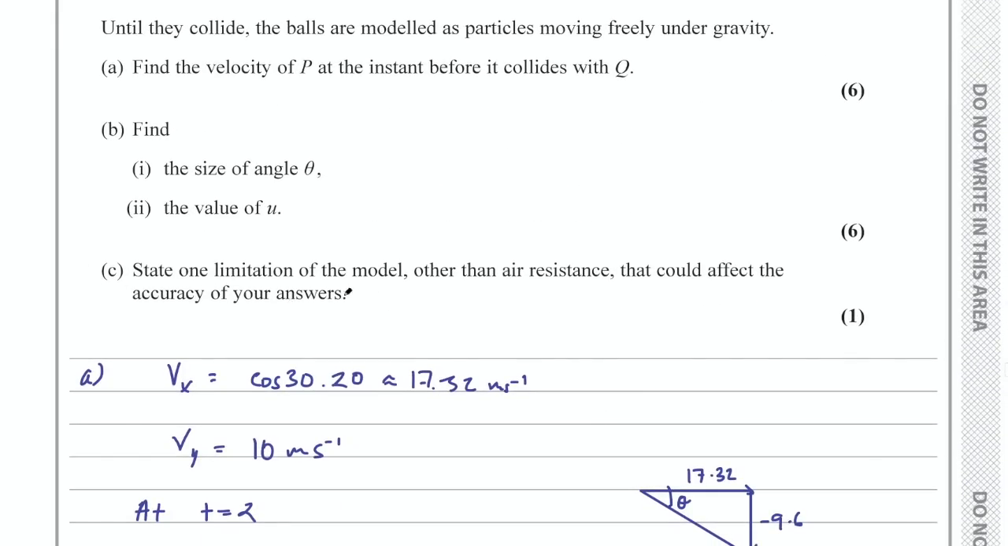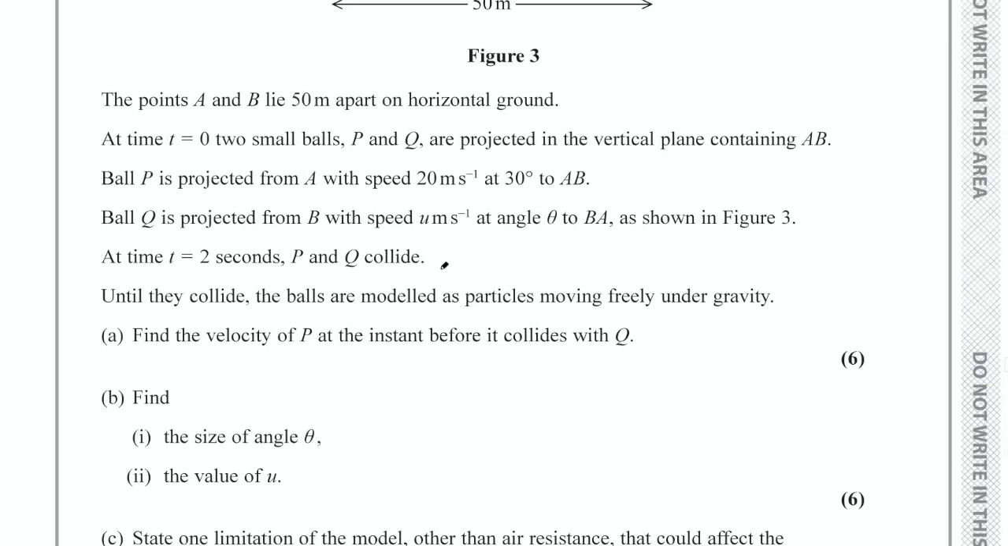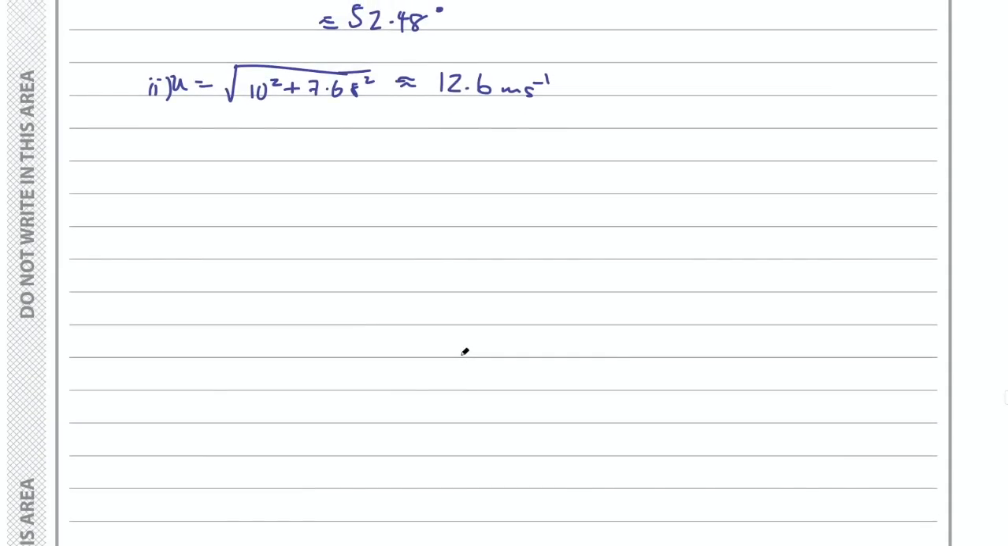Part C says state one limitation of the model other than air resistance that could affect the accuracy of your answers. Let's have a careful look at the question. It says they are modeled as particles moving freely under gravity. So when they're modeled as particles, it means we don't have to consider the size of the ball and therefore how that size would affect their flight through the air. So I'm going to say the size of the balls is something we could consider.